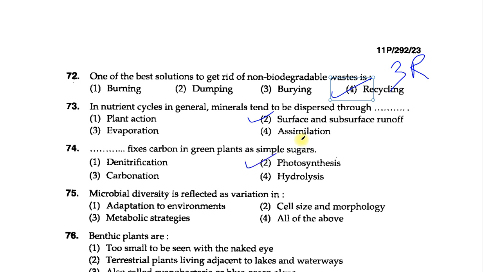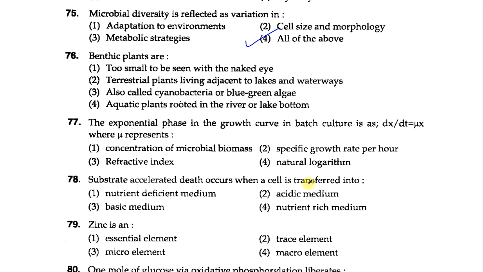Photosynthesis. Question number 75. Microbial diversity is reflected as variation in 1. Adaptation to environment, 2. Cell size and morphology, 3. Metabolic strategies, 4. All of the above. The microorganisms differ in all of these: adaptation to environment, size and morphology, and metabolic strategies. So option 4, all of the above, is correct.